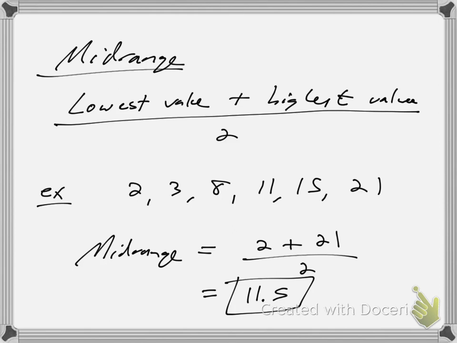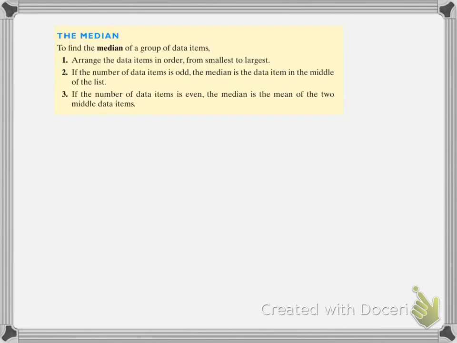Okay, simple. And the last measure we have is called the median. To find the median of a group of data items, you do the following. You arrange the data items in order. Let's do an example. The median is kind of the middle of the data, so to speak. If I have 3, 8, 11, 15, 16, 17, and 22, and let's say they're in order, from lowest to greatest. They need to be in order to find the median. So step 1 is done.